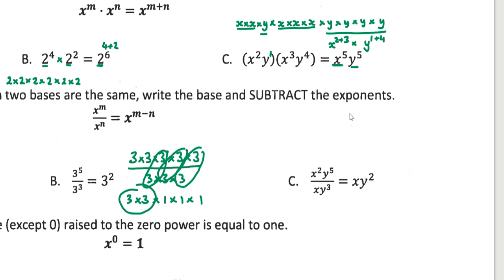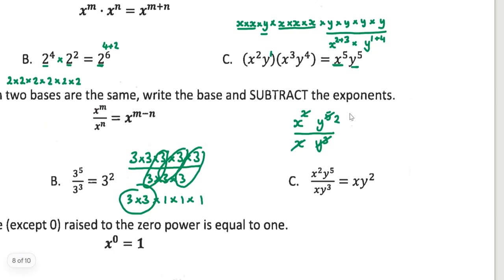Okay, so when we look at a bit of algebra, we've got x squared, y to the power of 5 divided by an x and 3 y's. Well, there's enough on top, so those 3 cancel, leaving just 2. This one cancels with 1, leaving just 1. So we're left with 1x, 2 y's. Okay, bit of cancelling out.